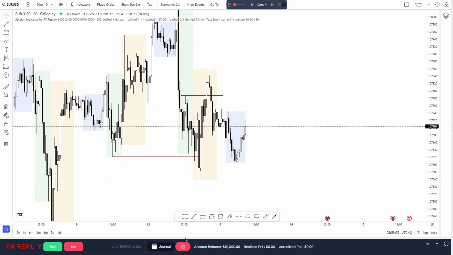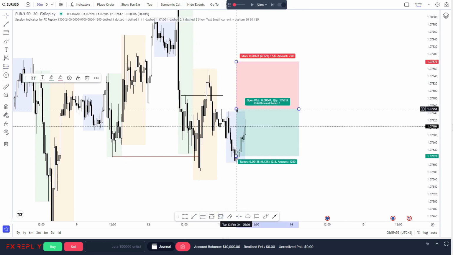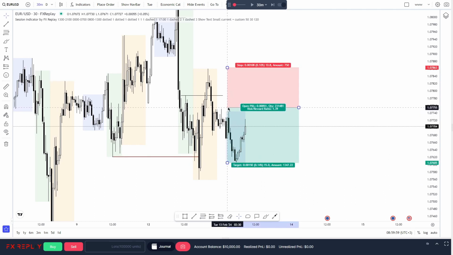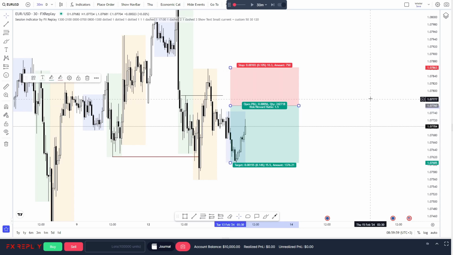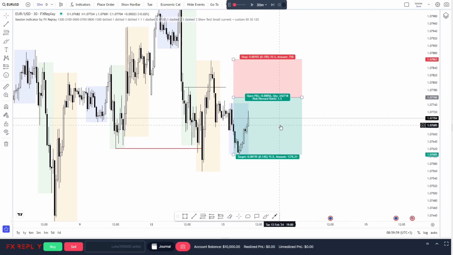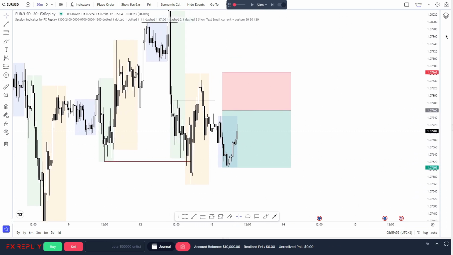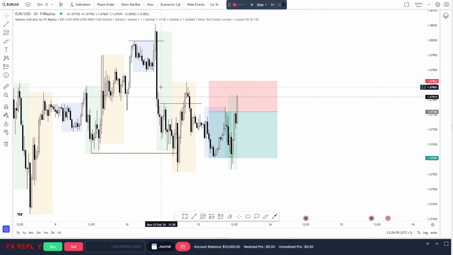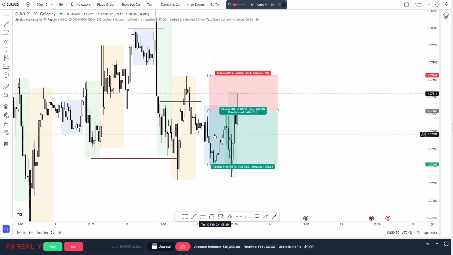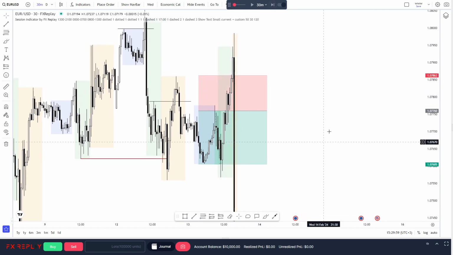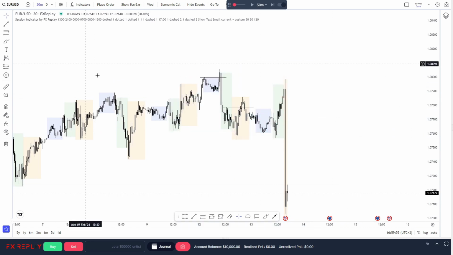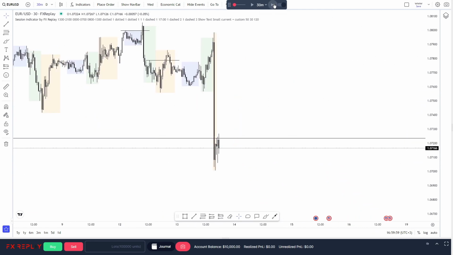Here we can see the work with liquidity, and here I would be interested in short position, because here I see valid short order flow, and also my daily bias is also short. So here price hits our take profit.